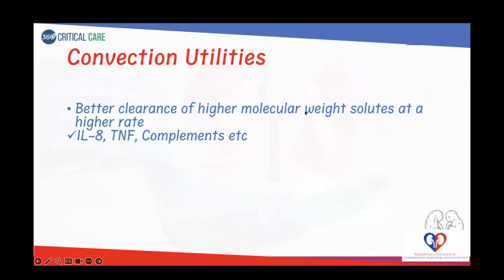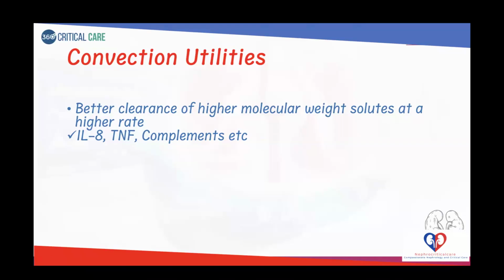Okay. Convection gives better clearance of higher molecular weight solutes at a higher rate, such as interleukin 8, TNF alpha, and complement. So sometimes if we use convection, some inflammatory markers may get reduced with the initiation of CRRT, which has a convection modality in it, and the patient may show some degree of decrease in the inflammation.